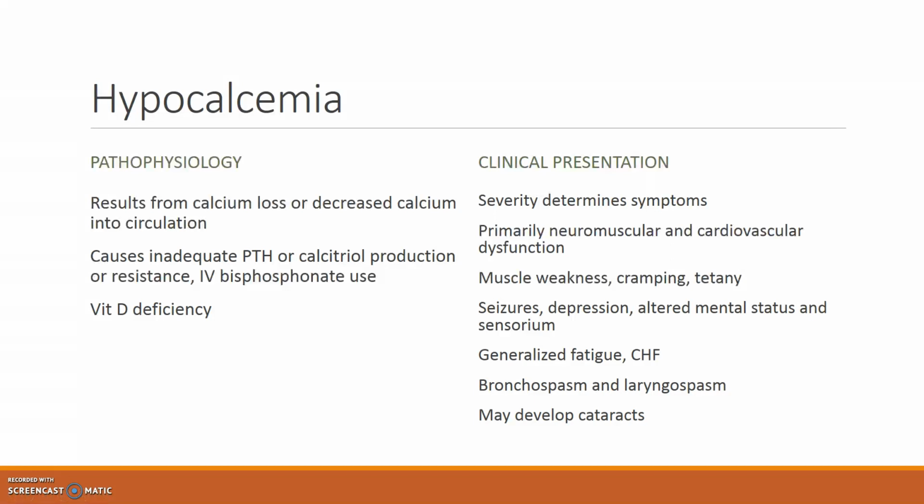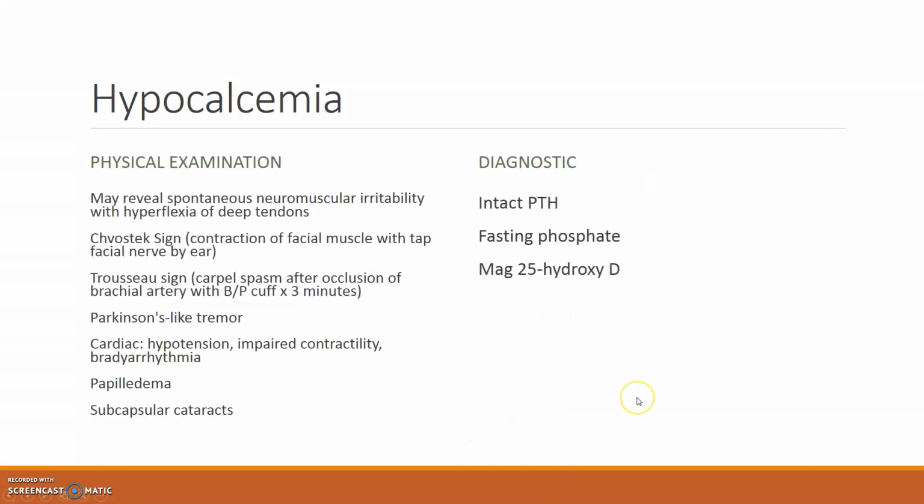Congestive heart failure, bronchospasm, and laryngospasm tend to really imply a poor prognosis. And interestingly, people with hypocalcemia may develop cataracts. Your physical exam in a patient with hypocalcemia may reveal spontaneous neuromuscular irritability with hyperreflexia of the deep tendons, and that's why it's so important for us to be checking reflexes.